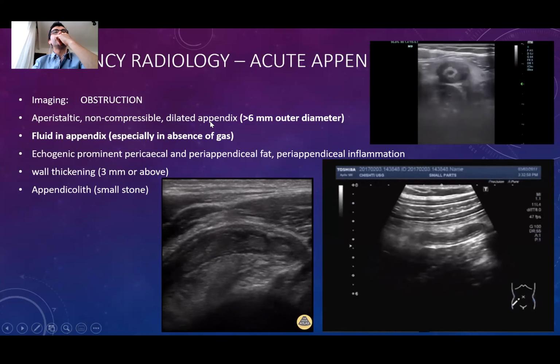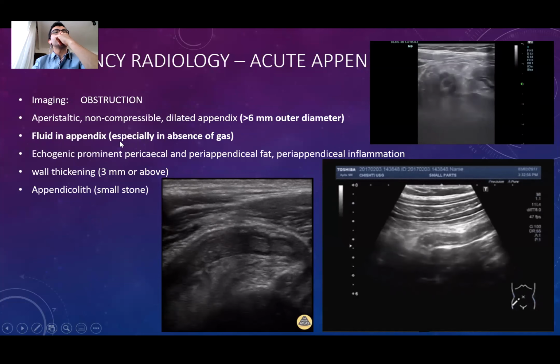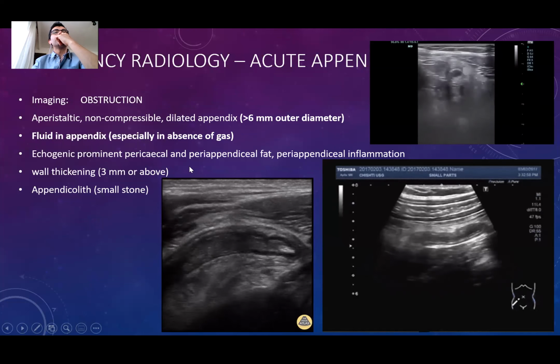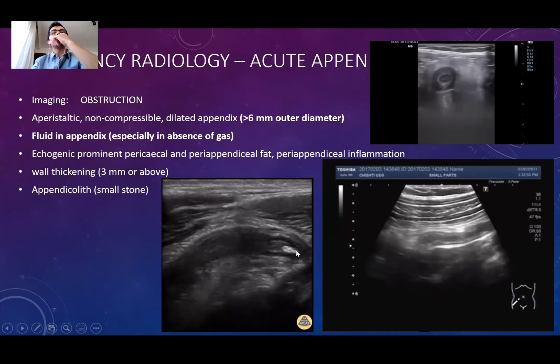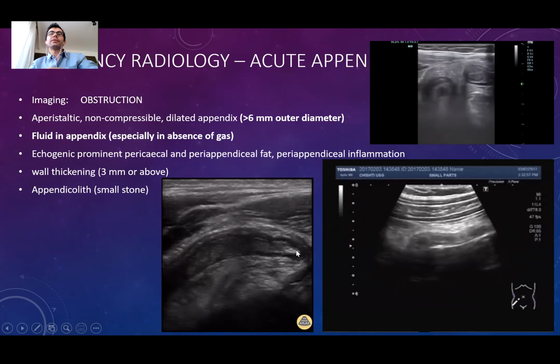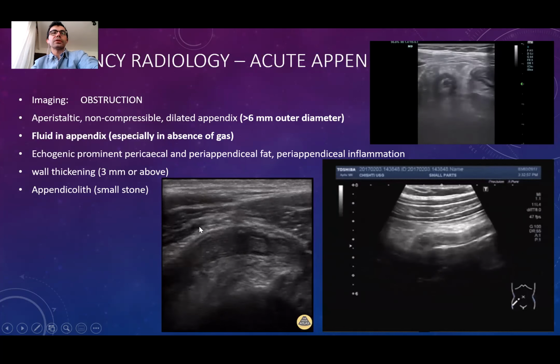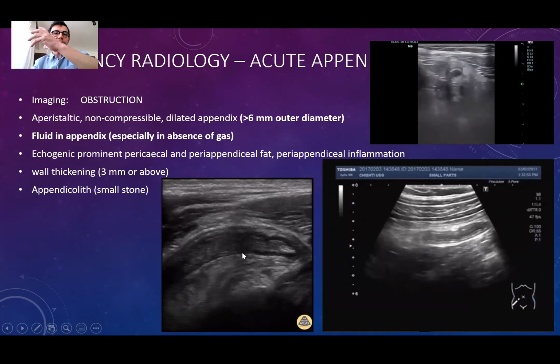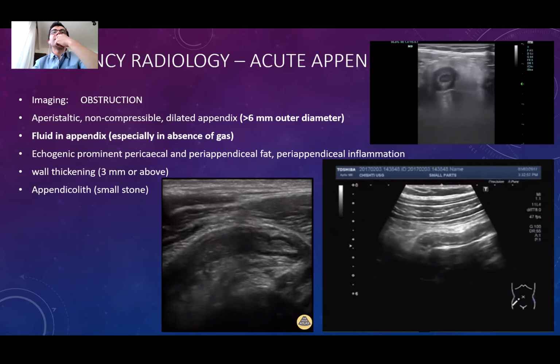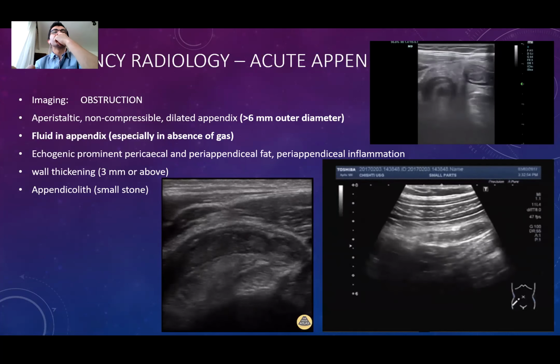Also, a dilated appendix, which is bigger than 6 millimeters, is important. Because this reaction also spreads to the outer organs, we are seeing some echogenicity increase in the periphery of the appendix in ultrasound, and the wall also gets thickened because of the inflammation, obviously.